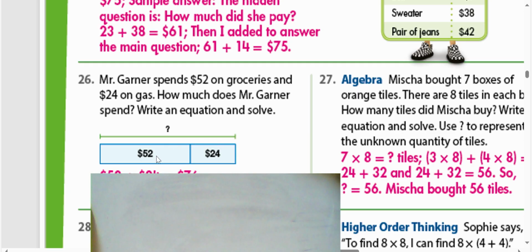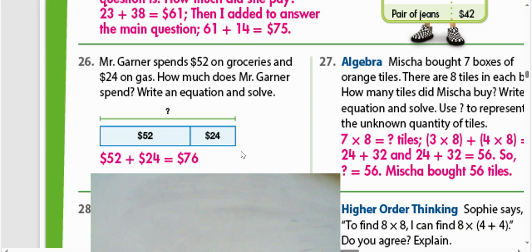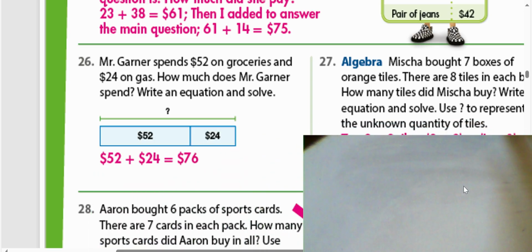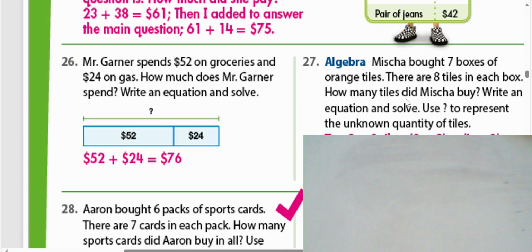We have 52 and 24. We can add together to find the result. The result will be $76. 4 plus 2 equals 6 and 5 plus 2 equals 7. Next question. Misha bought 7 boxes of orange tiles. There are 8 tiles in each box. How many tiles did Misha buy?